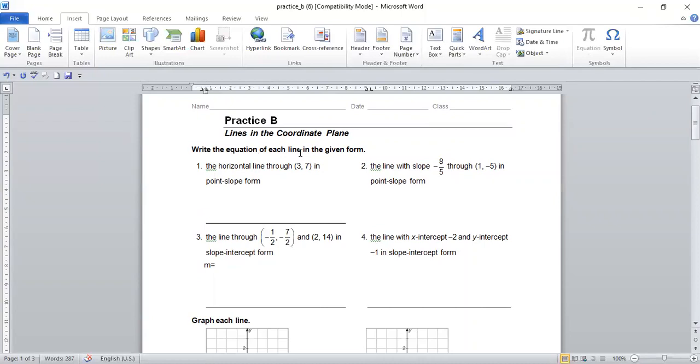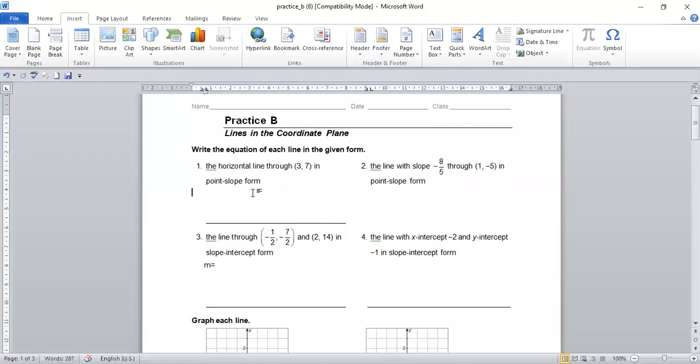First, write the equation of each line in the given form. This is going to be a horizontal line, so the basic word here is horizontal. It's a horizontal line through 3, 7 in the point slope form. When they say through 3, 7, it means this line is touching the coordinate 3, 7. Always first create an image in your mind of how the graph will look. Horizontal means it's a completely straight line, passing through 3, 7, and you have to write that in point slope form.